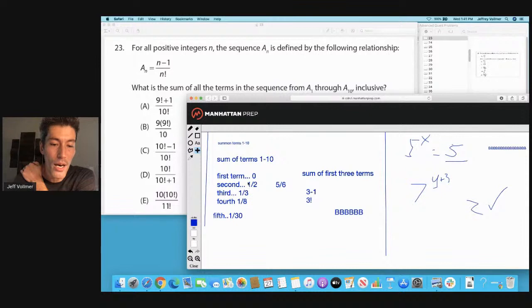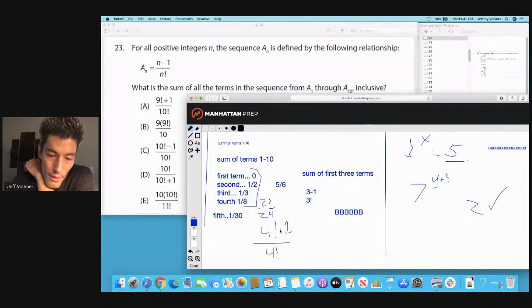Let's just try it again. What happens if I add an 8th onto it? 5/6 plus an 8th. 5/6 is 20 24ths. An 8th is 3 24ths. So if I added up all 4 terms, this would be 23 over 24. And answer C would be 4 factorial minus 1 over 4 factorial. Yeah, minus 1. So this one looks to be answer C.